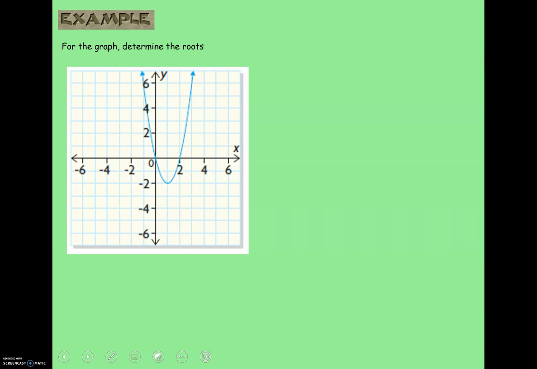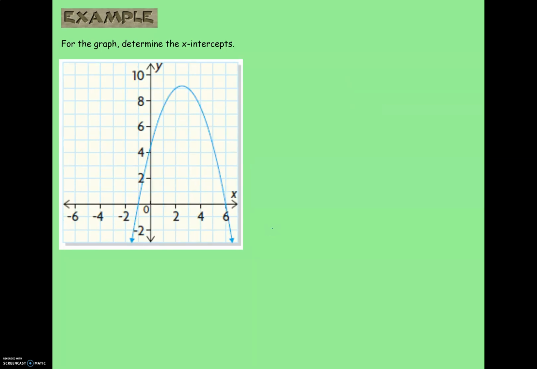For the graph, determine the roots. So where am I crossing at the x-intercept? This is happening at 0 and 2. So our x-intercepts are at 0 and 2. You can write this as point values, (0, 0) and (2, 0). Here, our x-intercepts are happening at -1 and 6, so you can write the x-intercepts as -1 and 6, or as their point values, (-1, 0) and (6, 0).